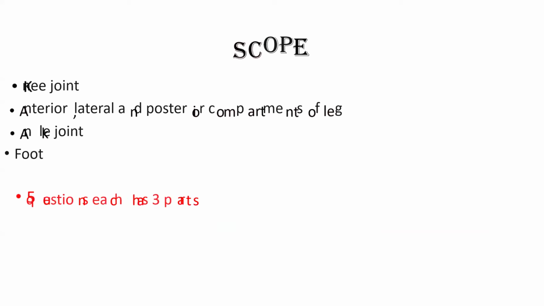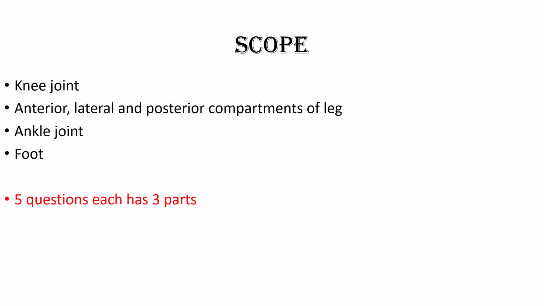For this week, the scope will be the knee joint, the three compartments of the leg, so that's the anterior, lateral, and posterior compartment, the ankle joint, and the foot. For the foot, I'll focus on the dorsum of the foot and I'll not say much regarding the plantar aspect of the foot. As usual, we have 5 questions, and each has 3 parts. Let's start.